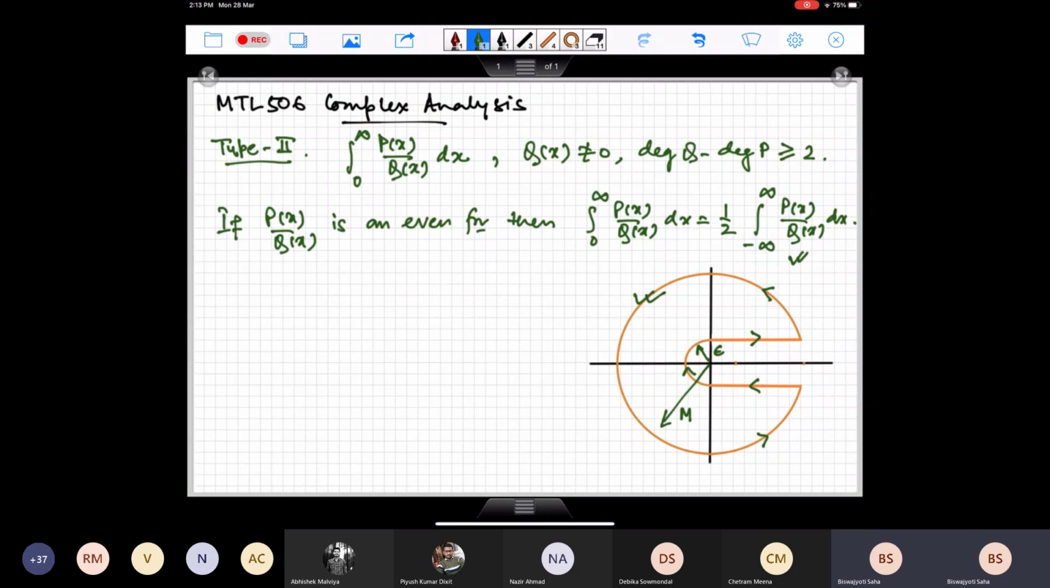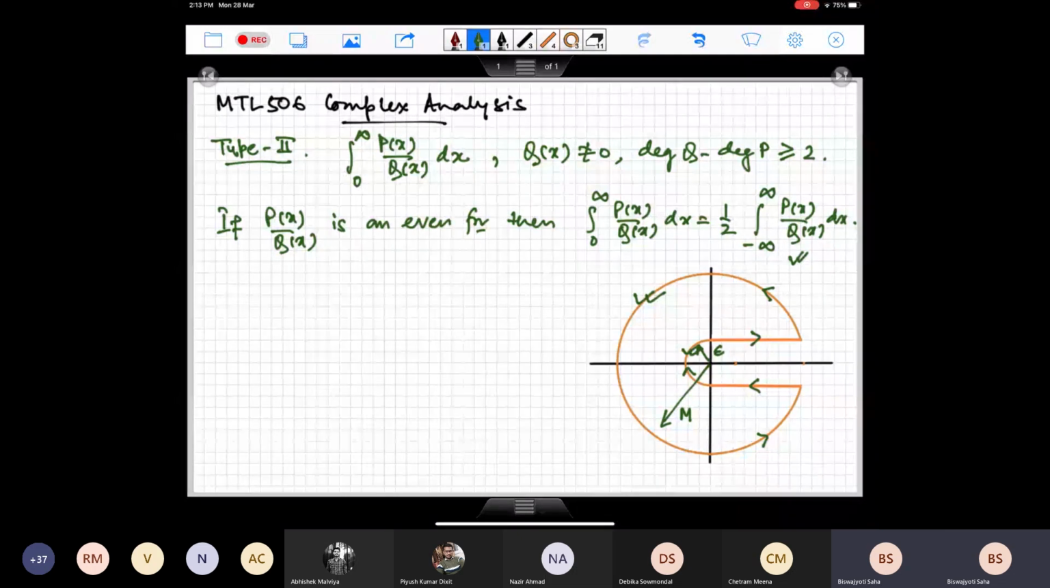So therefore, what will happen is that on this circular arc as well, my function is going to remain bounded, and the length of the curve is decreasing. So therefore, again, you will be able to make the contribution coming from that integral very small.